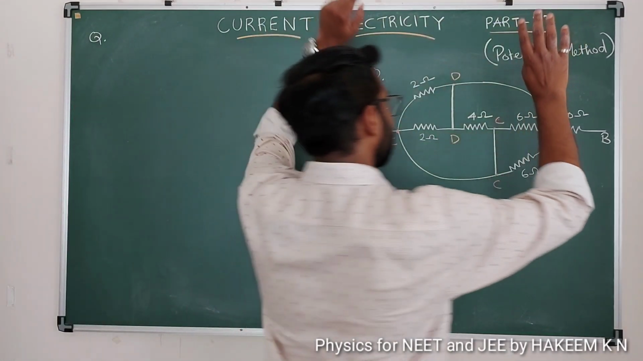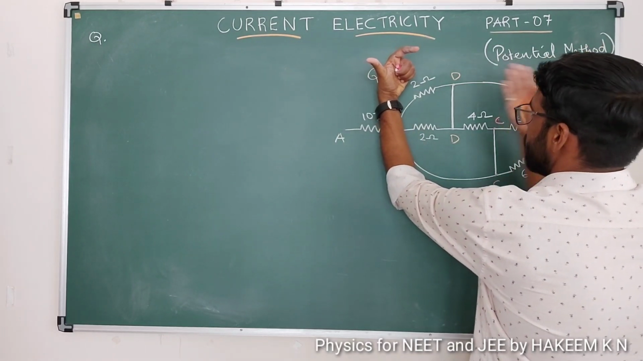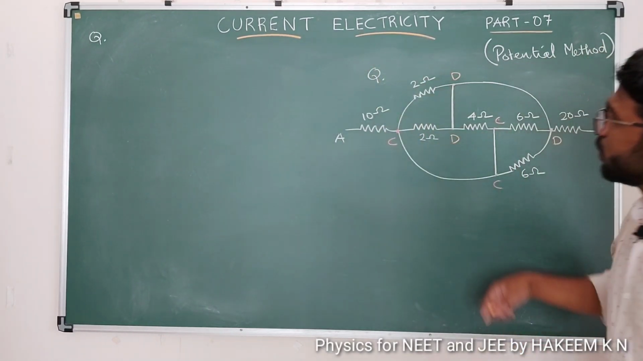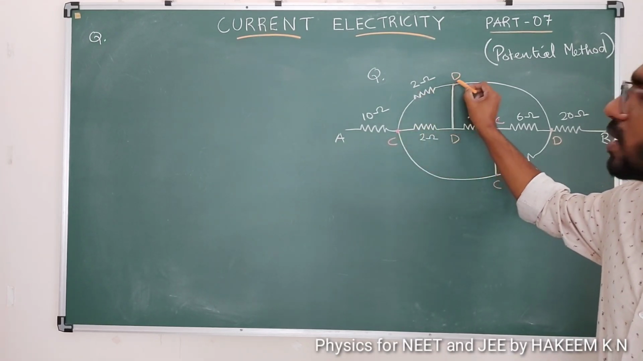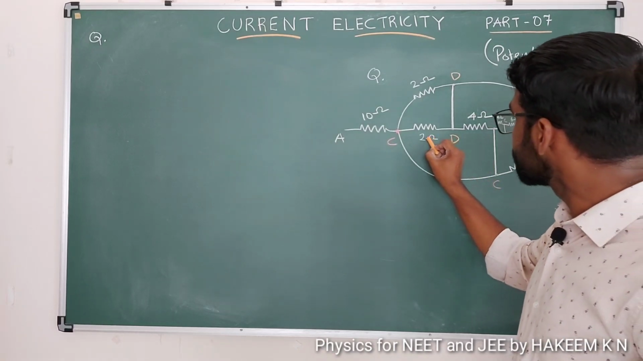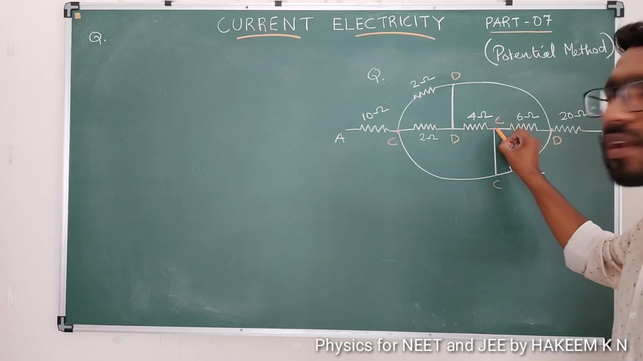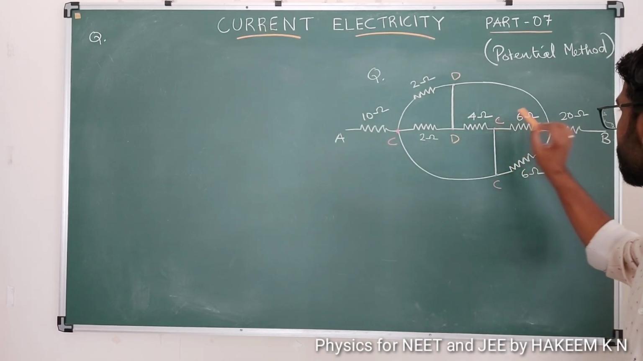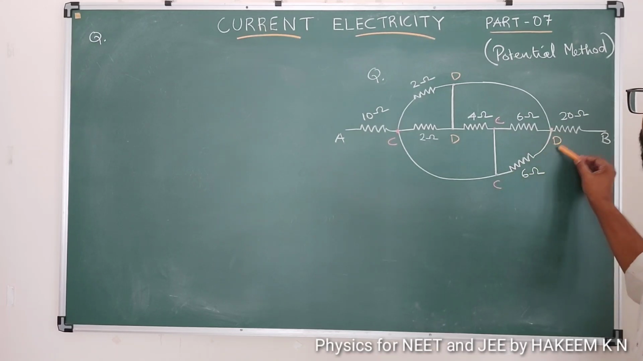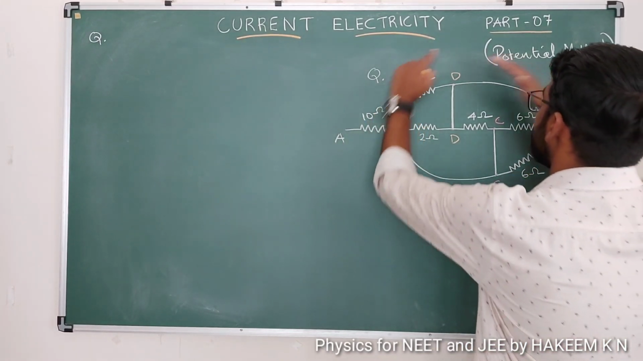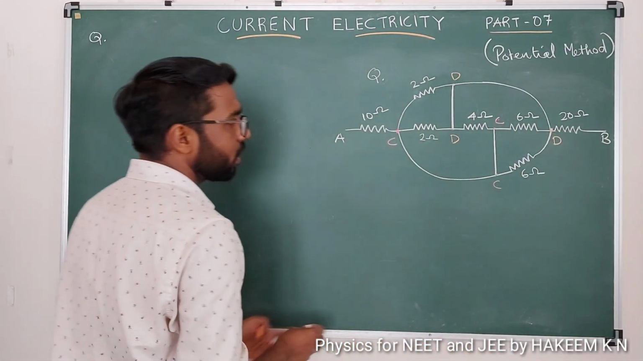So when you are thinking about the resistances inside this curve, you can see for this 2 ohm, one end is connected at C and the other end is connected at D. For this 2 ohm, one end at C, the other end at D. For 4 ohm, one end at D, the other end at C. For 6 ohm, one end at C and the other end at D, and for 6 ohm here also one end at C and one end at D. So the resistances inside this curve are all parallel. So we can redraw the network.